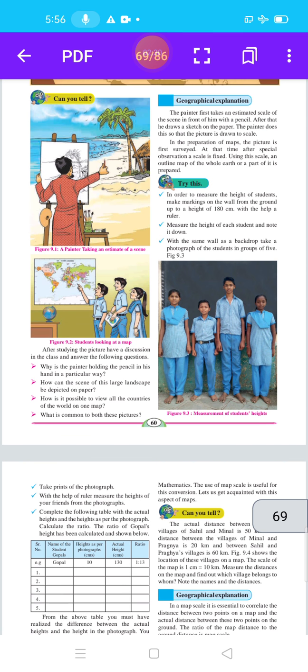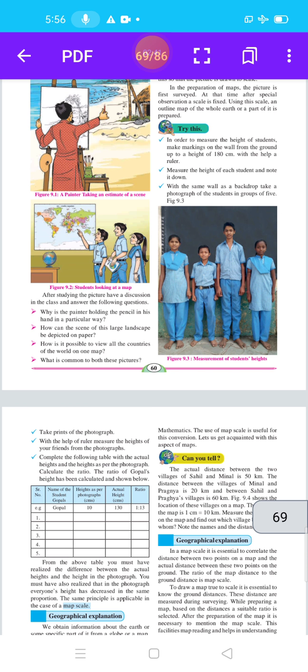The answer of the second question is, the scene of this large landscape can be depicted on paper by reducing its size in appropriate proportion or appropriate scale. This is the answer of the second question.